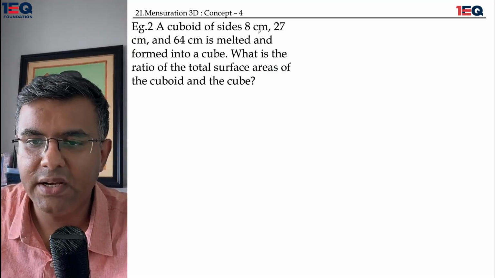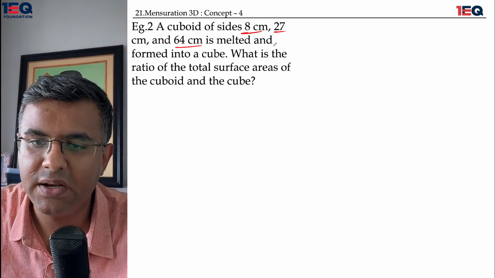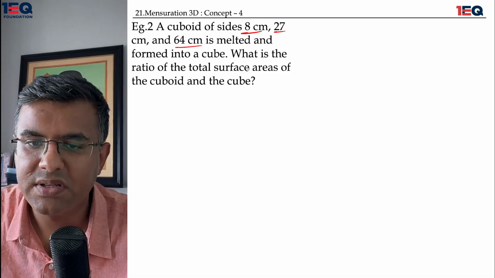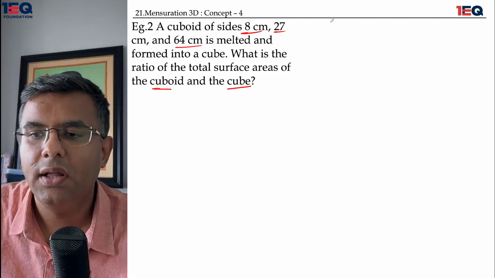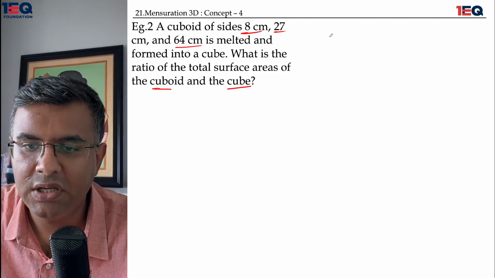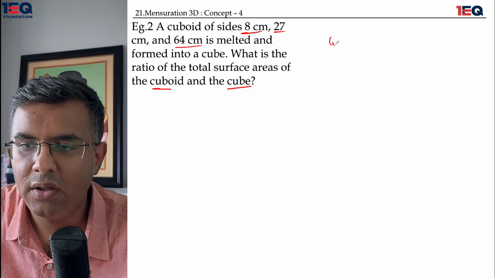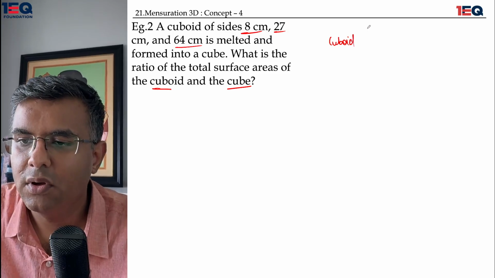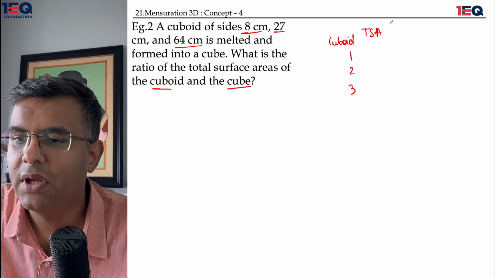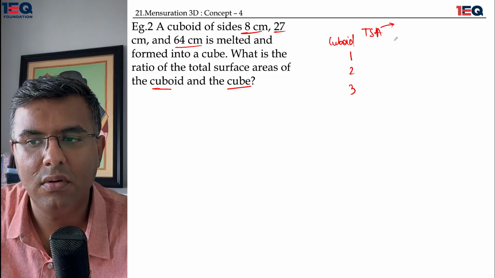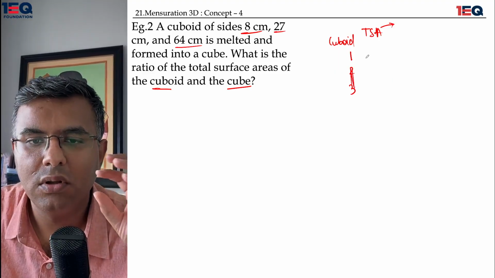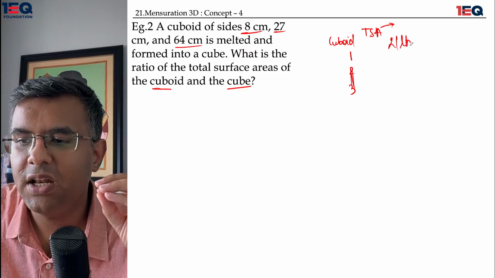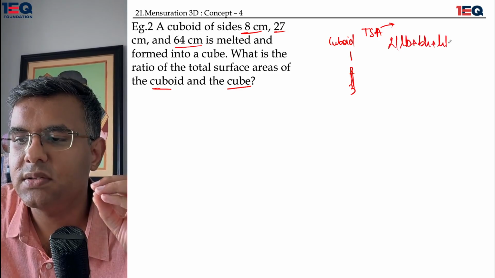A cuboid of sides 8, 27 and 64 is melted to form a new cube. What is the ratio of the total surface area of the cuboid and the cube? Let me first quickly find out the total surface area of the cuboid which is given. No, these are not three cuboids. This is only one cuboid. So the TSA would be twice of (LB plus BH plus HL).